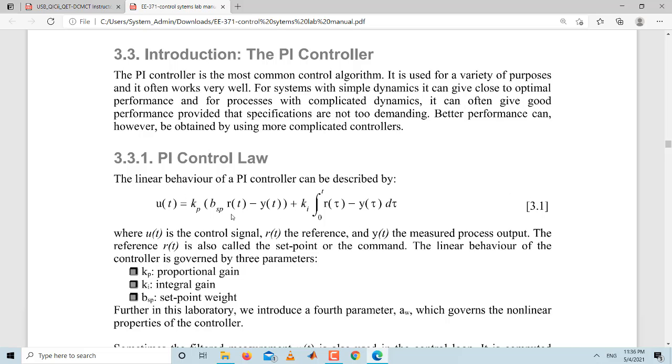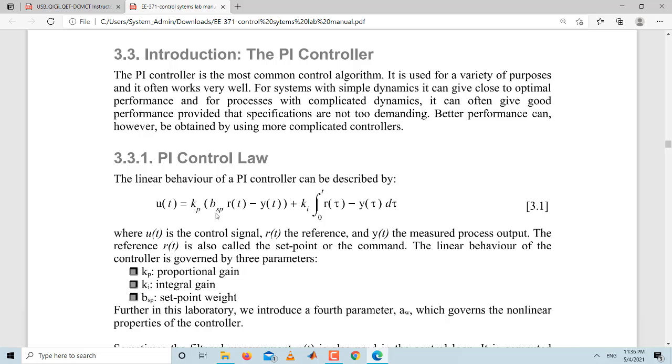You might feel that this equation is a bit complicated, but once you get into the details of the block diagram, it is very easy to understand. This u of t is basically the control signal that is going to control your system, while this kp represents the proportional gain, which means that it is being multiplied to the input. It's a simple gain quantity.